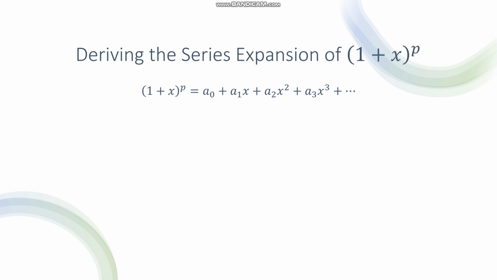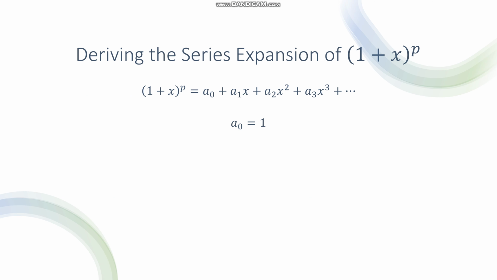So, plugging in that function as our f(x), to figure out the first term, we'll let x be 0. So with that, we have 1^p. And 1 to any power is just 1. So we know that our first term is a sub 0 equals 1.